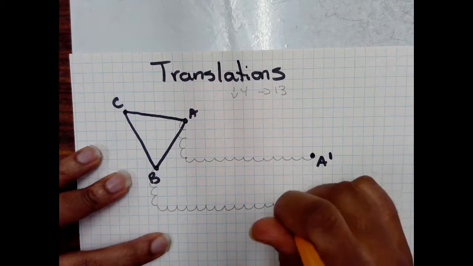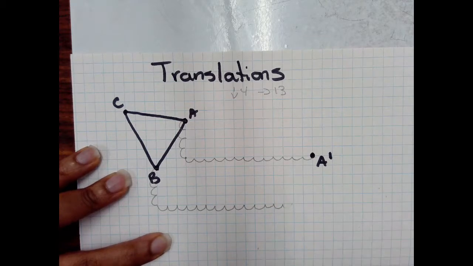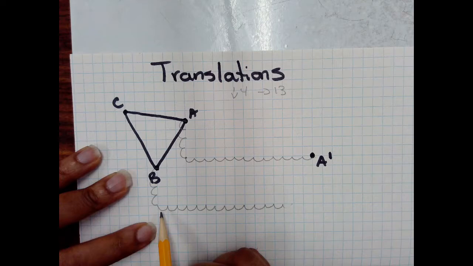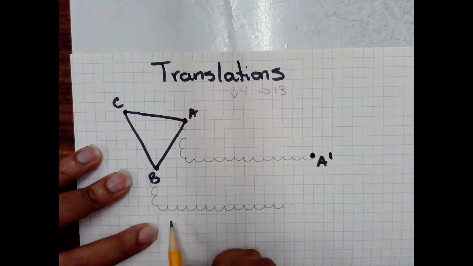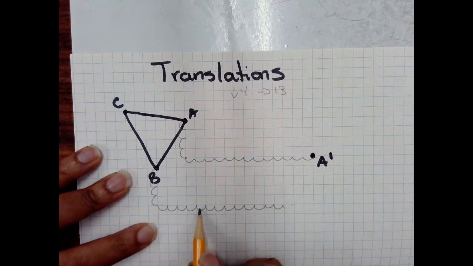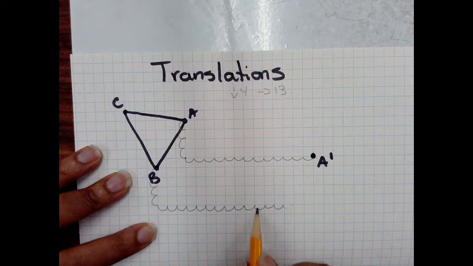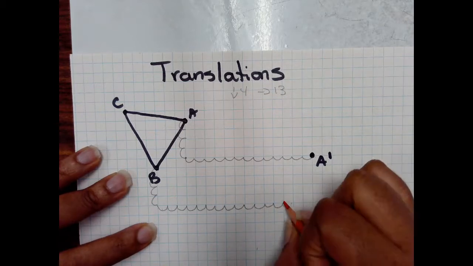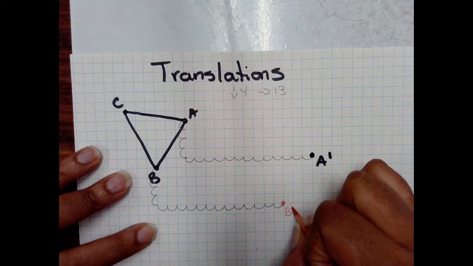I went over 1. That's a common mistake. So just to double check, make sure I only have 13 here. 1, 2, 3, 4, 5, 6, 7, 8, 9, 10, 11, 12, 13. So here is where B prime is.